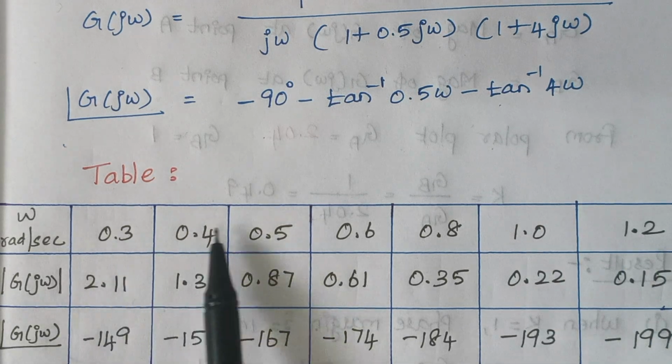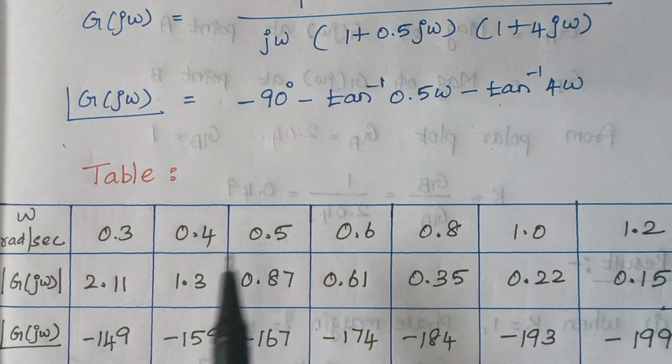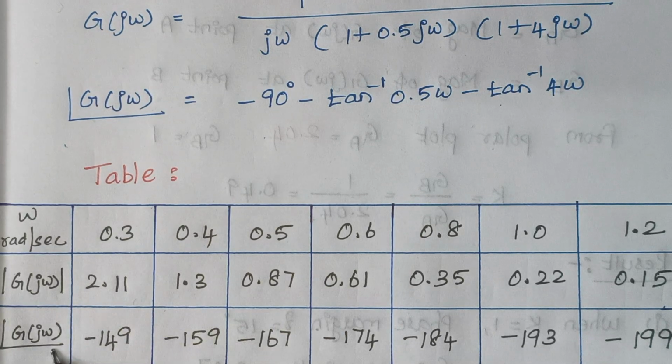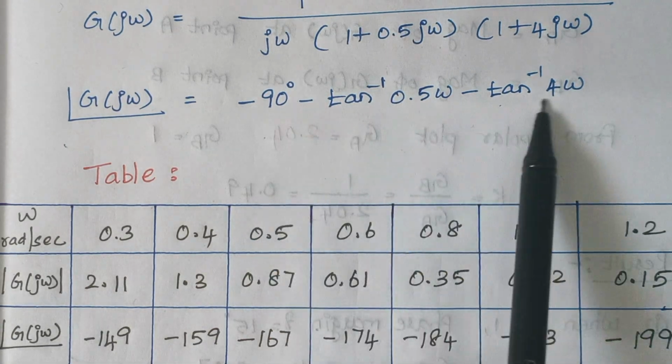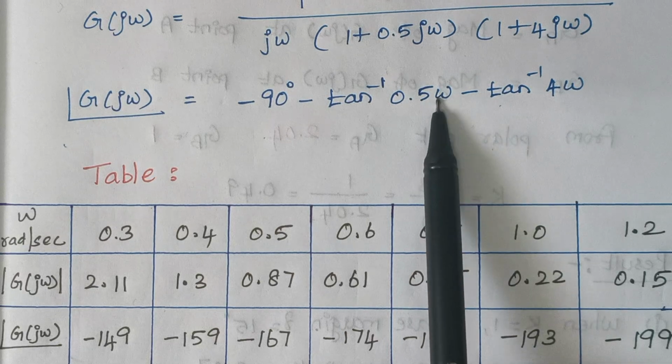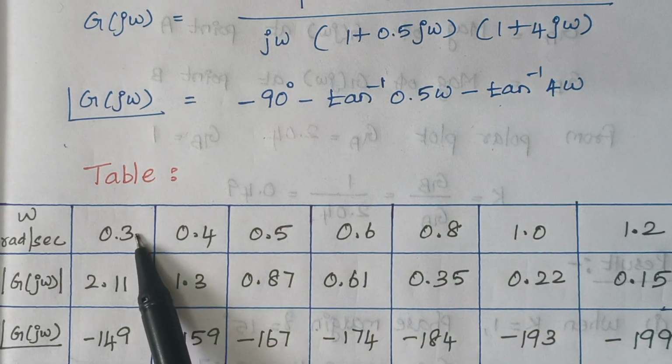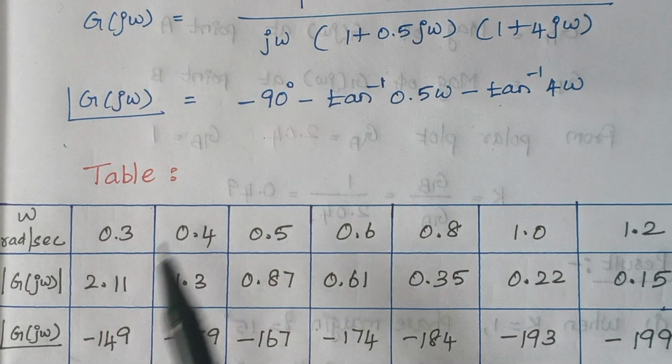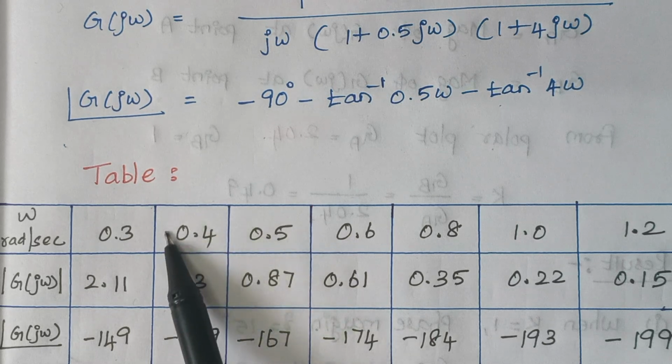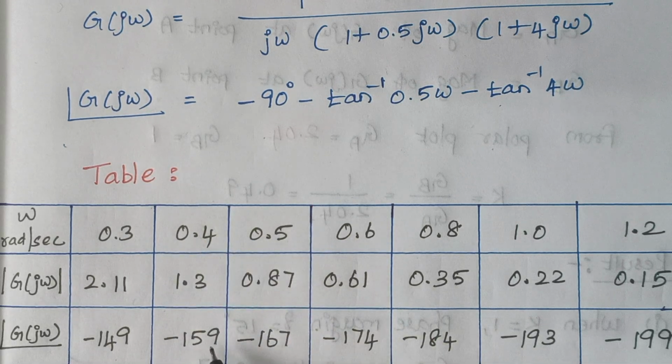For these omega values, we have to find out the magnitude as well as the phase angle. This can be done simply by using a calculator. We have found the two expressions, right? So this is the expression for your phase angle. In the place of omega, you just substitute 0.3 and write down the answer here. Similarly, for the next one, substitute omega as 0.4 and write down the respective answer.